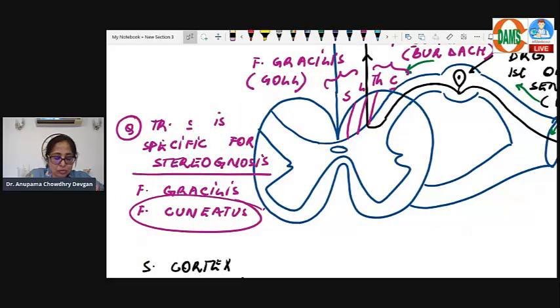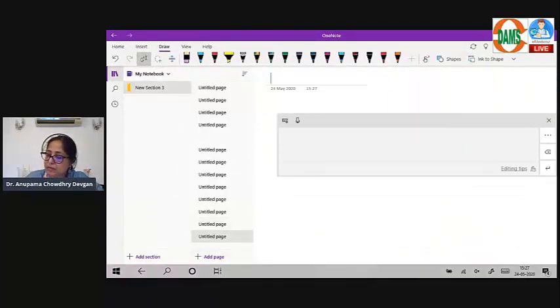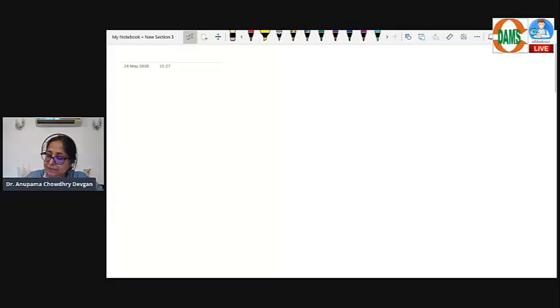Let's go on to the spinothalamic tract. Is everybody okay with this? Next, let's go on to the spinothalamic tract. Now again, we will see the course of the spinothalamic tract. We'll build up this tract as well.